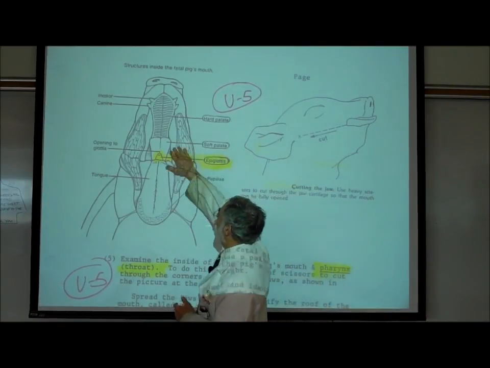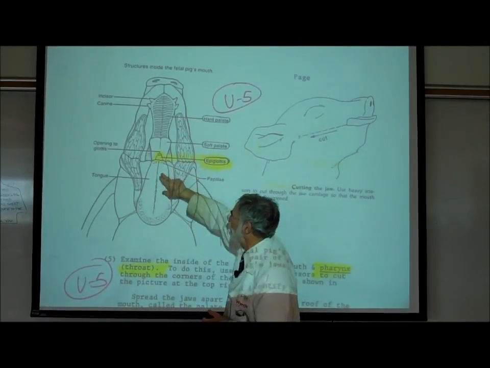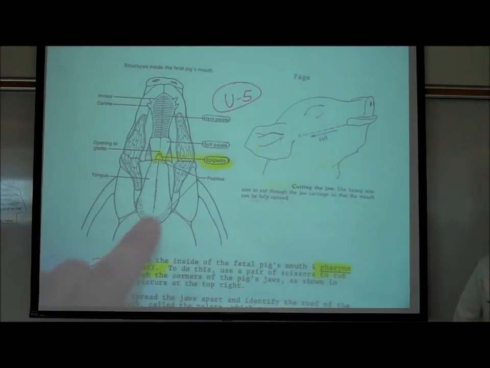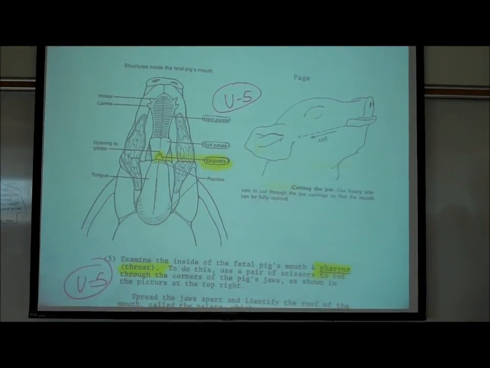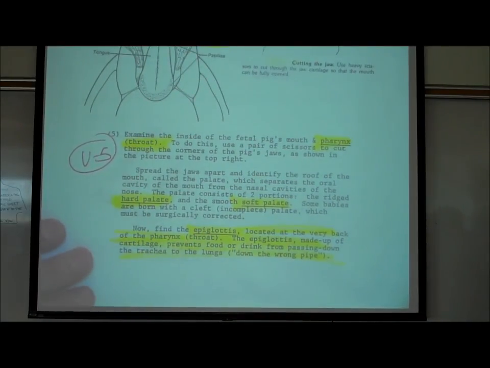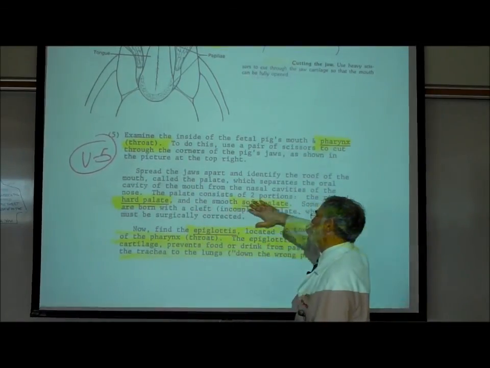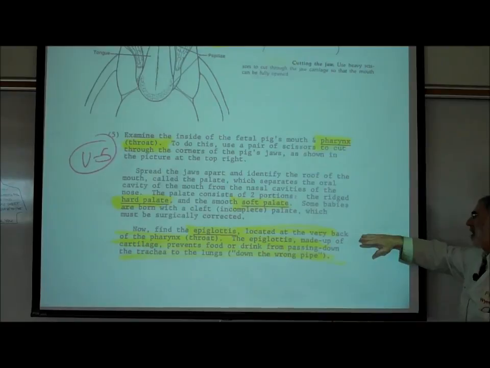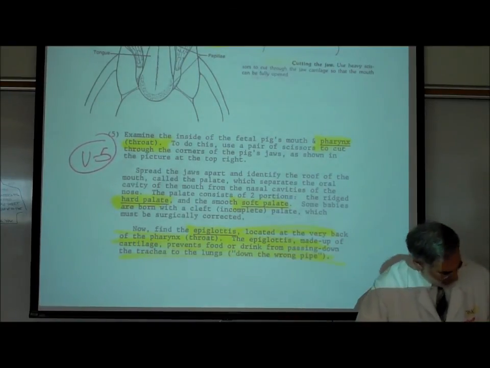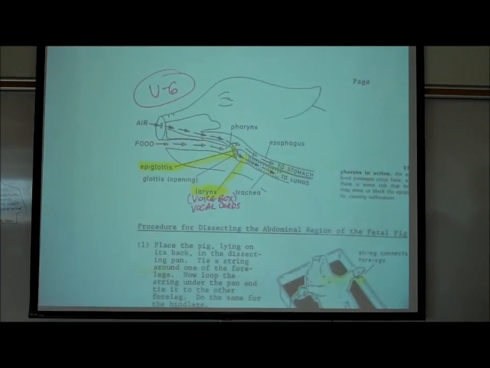So that's the palate. Now the front part is hard. It's called the hard palate. The back part's called the soft palate. And then there's this little structure right there you'll see sticking out called the epiglottis. We'll explain what that is in a moment. Here I've underlined the terms: pharynx means throat. I've underlined the words hard palate, soft palate, and epiglottis. Let's just try to explain these things. Look on the next page, U6.